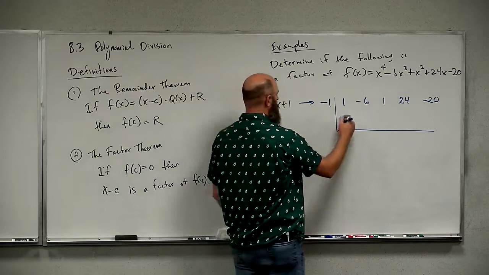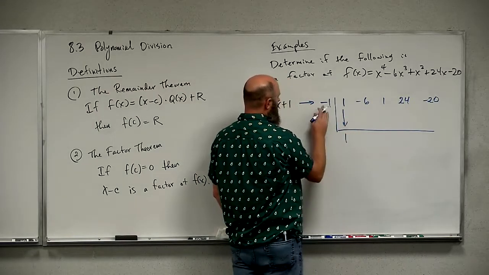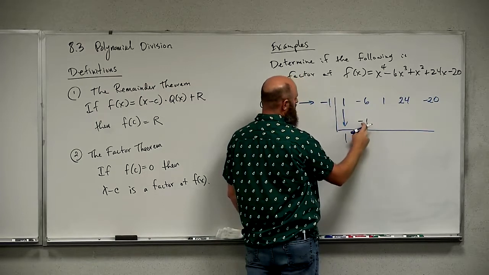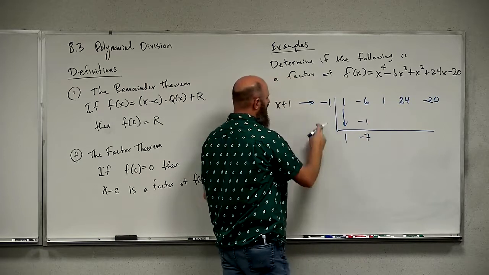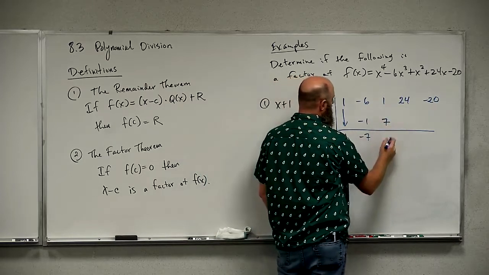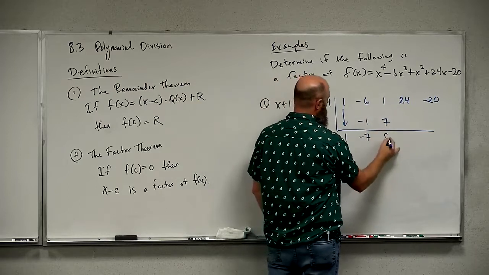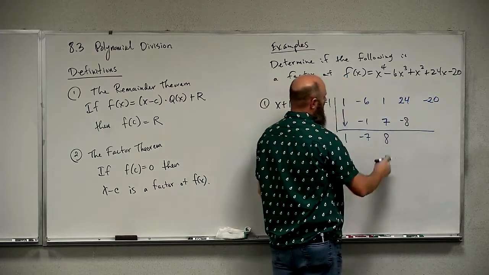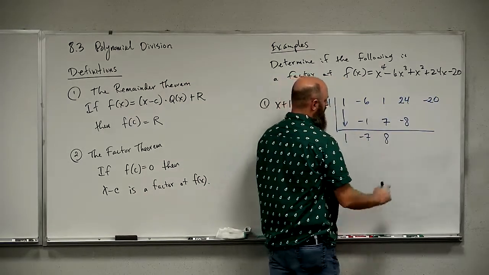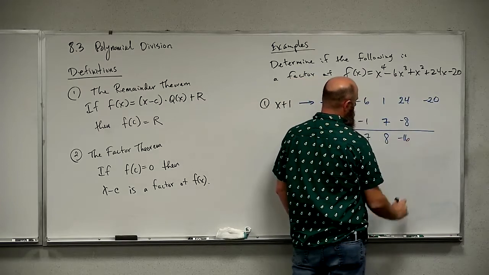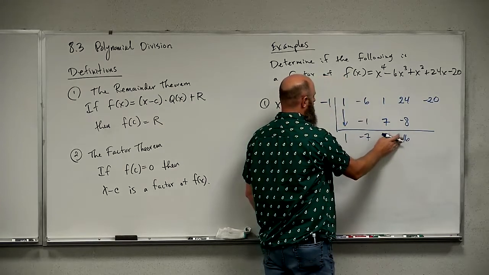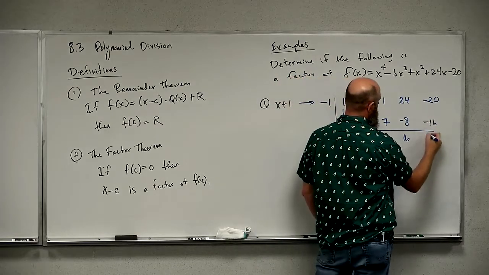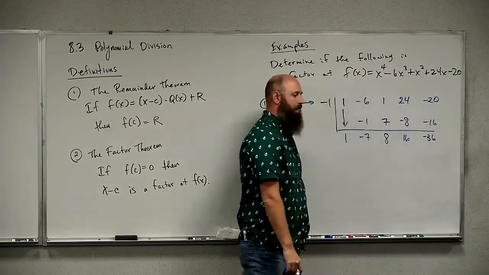All right, so using our synthetic division, we bring down our 1, our first one. -1 times 1 is -1. We put those together. So -6 plus -1 is -7. -1 times -7 is a +7. 1 plus 7 is 8. -1 times 8 is a -8. 24 plus a -8 is 16. Sorry, getting ahead of myself. -1 times 16 is a -16, so we get a -36.